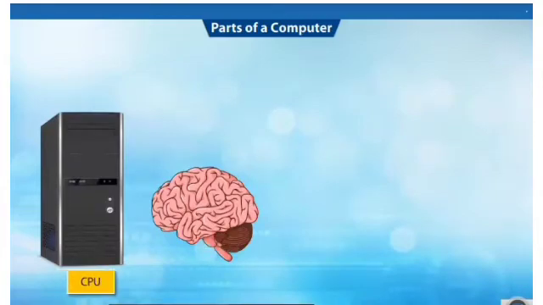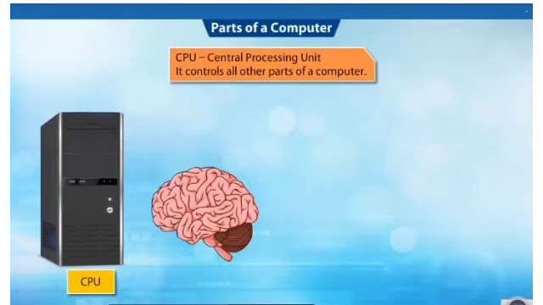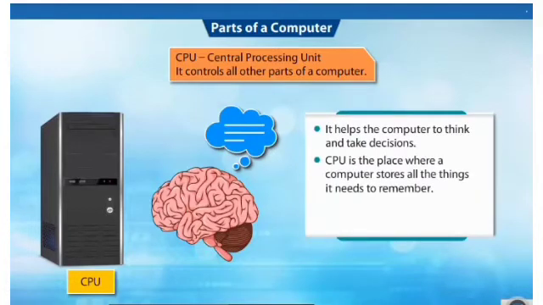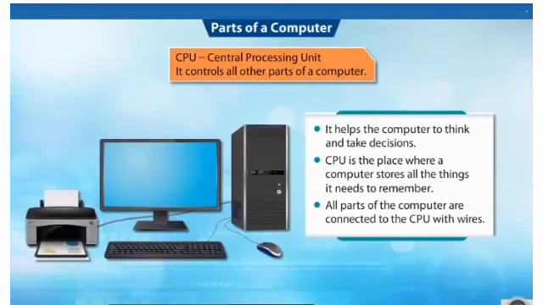This is the CPU. The CPU is the brain of a computer. The full form of CPU is Central Processing Unit. It controls all other parts of a computer. It helps the computer to think and take decisions. CPU is the place where a computer stores all the things it needs to remember. All parts of the computer are connected to the CPU with wires.